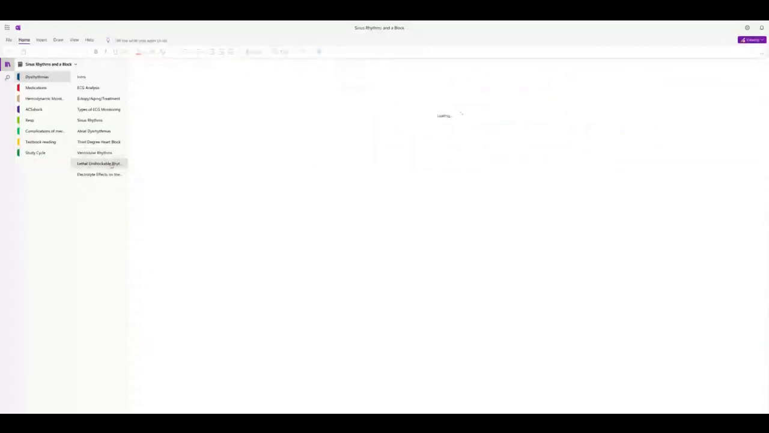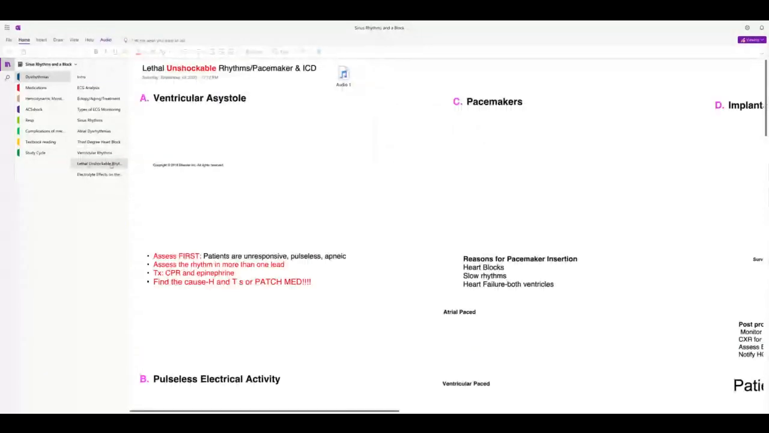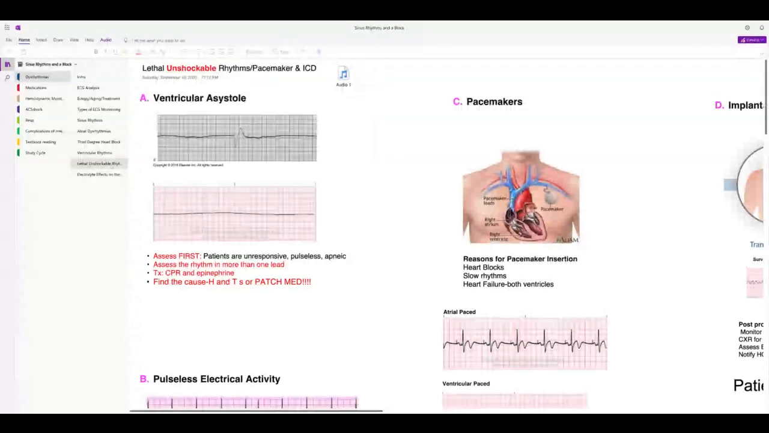Okay, now there are some unshockable lethal rhythms. There's asystole. Now, before you give CPR to somebody with asystole, make sure the lead just hasn't popped off, okay? So you assess the patient first, and if they are unresponsive, pulseless, and not breathing, then you do CPR and epinephrine and find the cause. You just have to assess for the cause, okay?